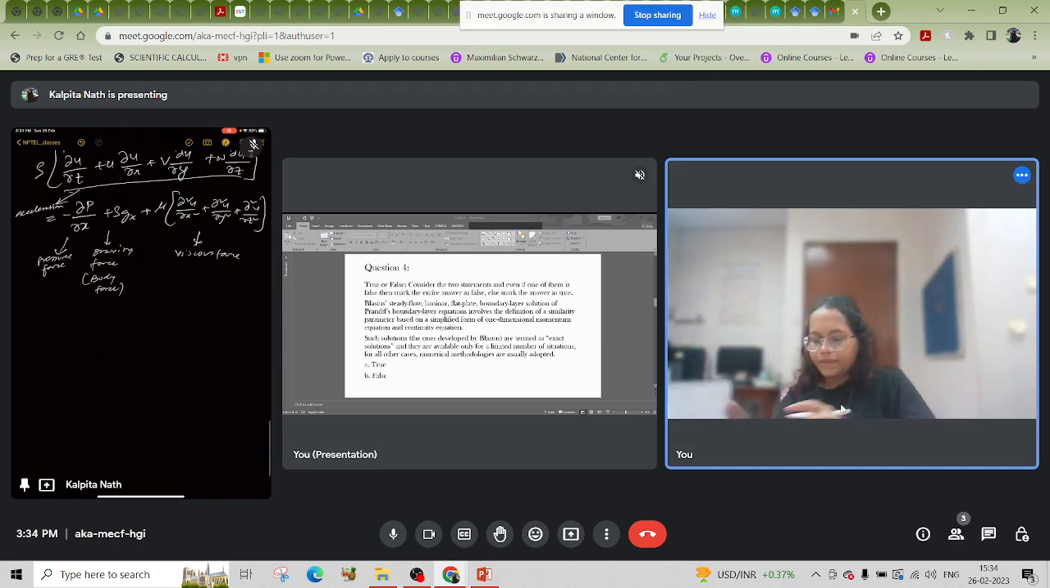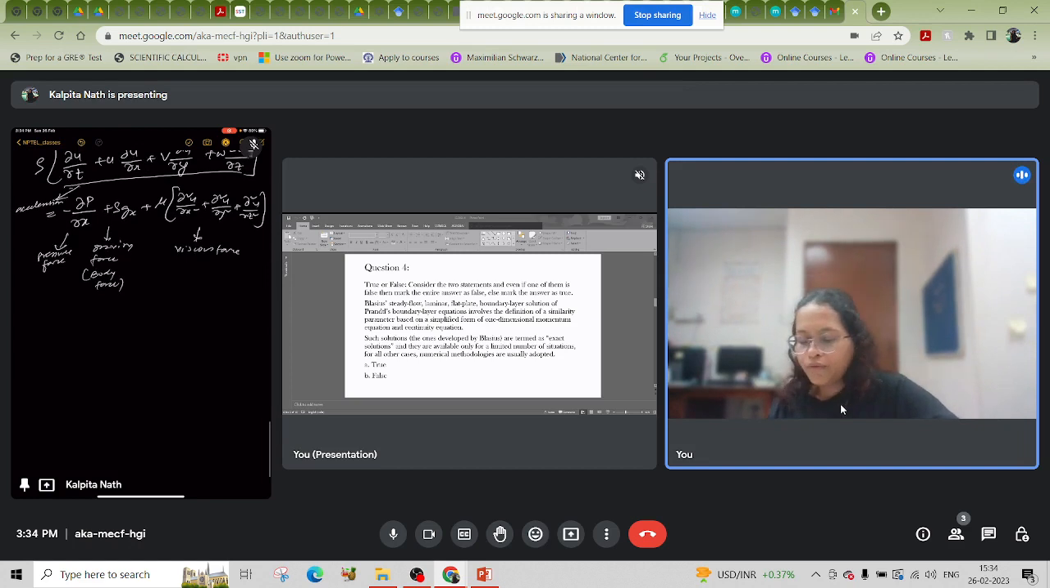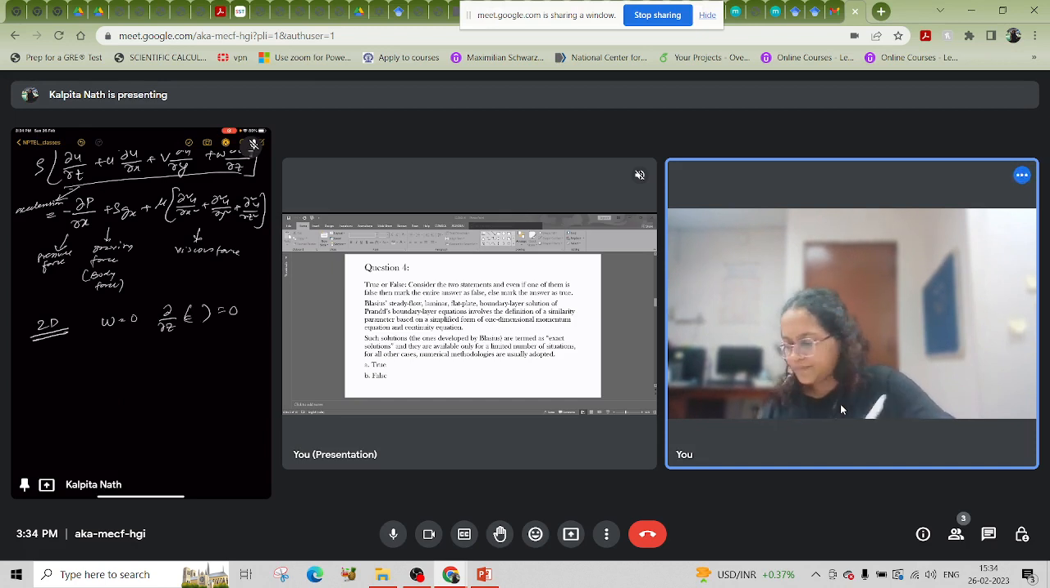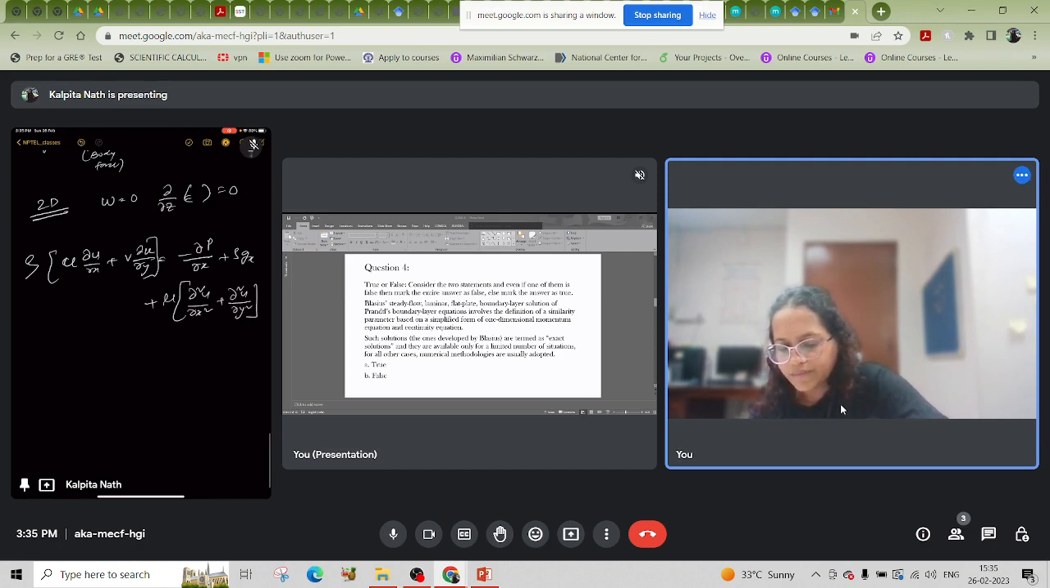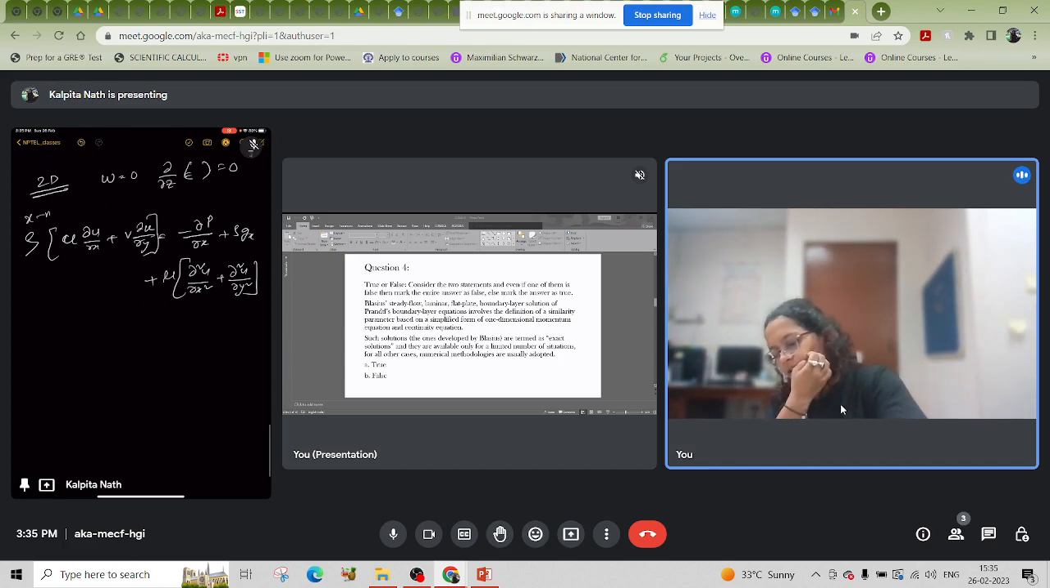Okay. This is the Navier-Stokes equation in the x direction. Now we will reduce this one. For 2D, if we consider the flow to be two-dimensional, then W is equal to 0 and del Z of everything will be 0. So this gives us rho (U del U/del X plus V del U/del Y) equals minus del P/del X plus rho Gx plus mu (del square U/del X square plus del square U/del Y square). This is the x direction momentum equation.